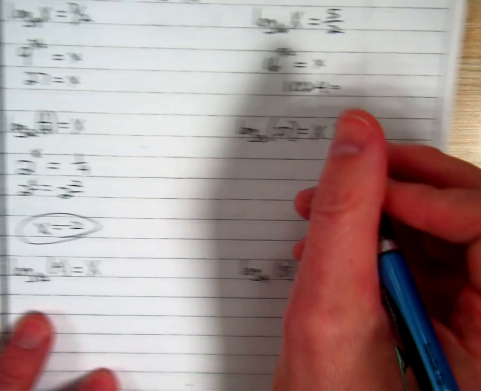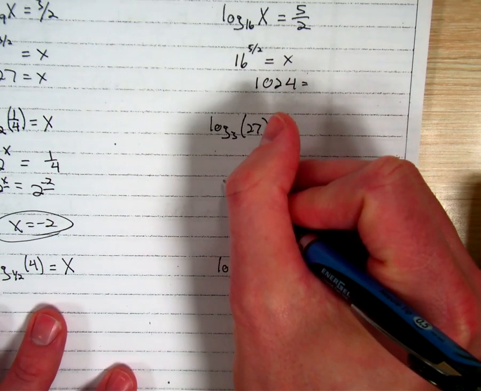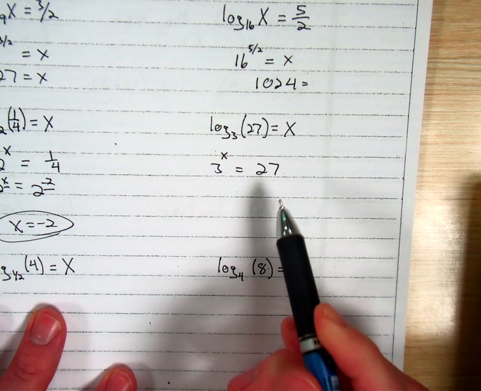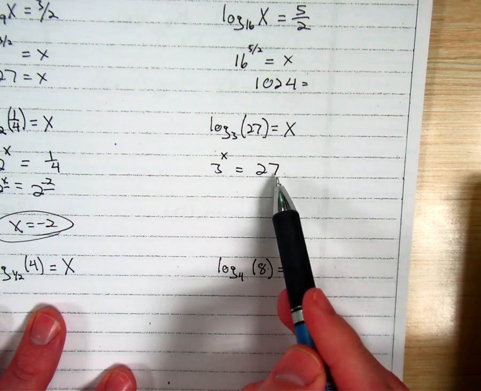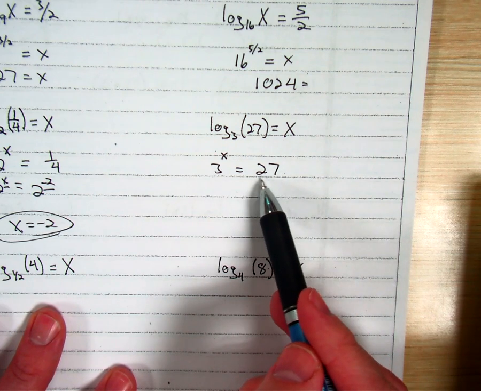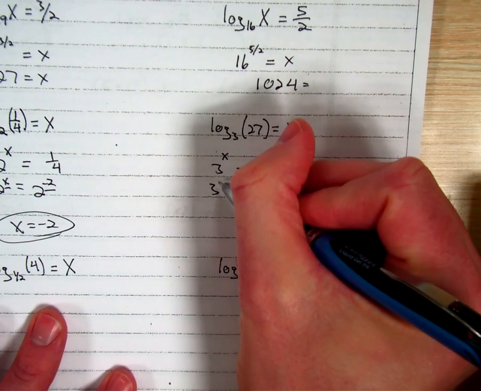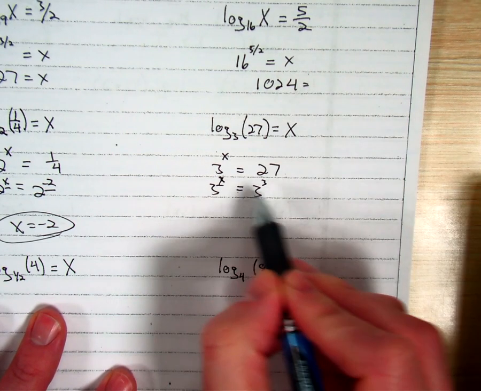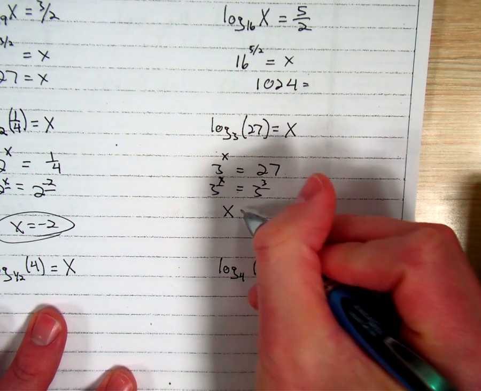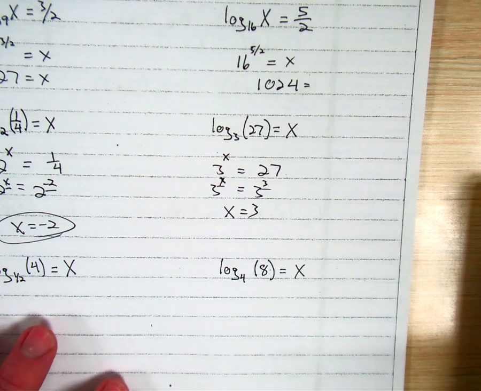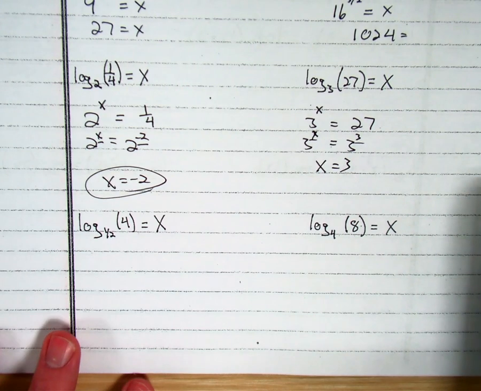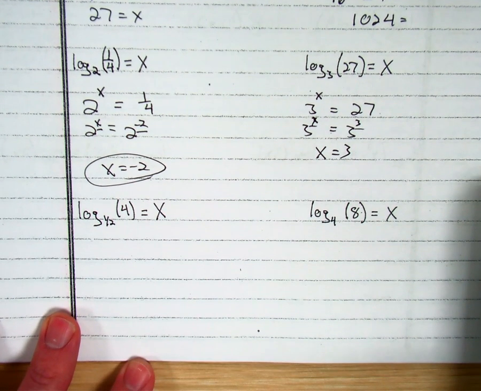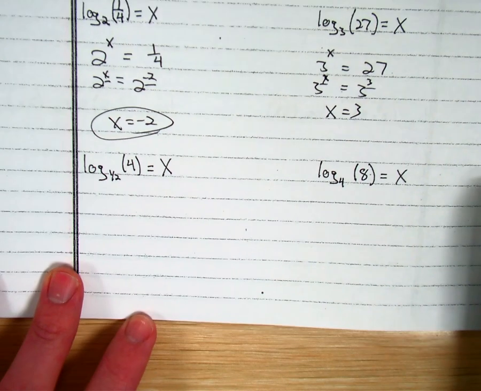Okay, let's see how we did. X is on top of 3. 3 to the x equals 27. We're trying to make them both be powers of 3. 27, hopefully we're getting our powers of 3 down. 27 is 3 to the third. And now we have x equals 3. One more set of these, and then we'll move on to the second type of log problem that we can solve.